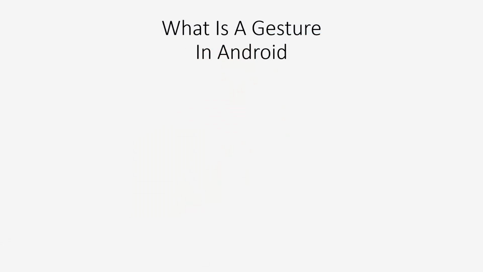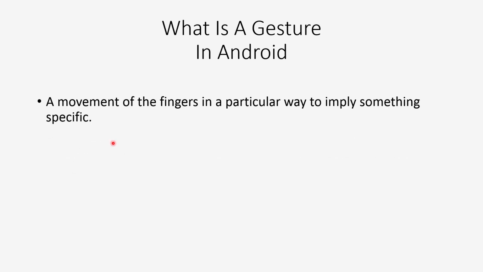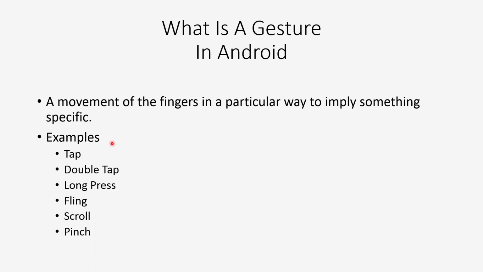Alright guys, before we actually start implementing the onGesture listener, let's go over what a gesture actually is in Android. A gesture is a movement of the fingers in a particular way to imply something specific, or in other words, to imply that something specific should be done. Examples are tap, double tap, long press, fling, scroll, and pinch. There are some other ones, but these are common ones that are implemented in a lot of applications. When the user does one or the other, they expect something different to happen.